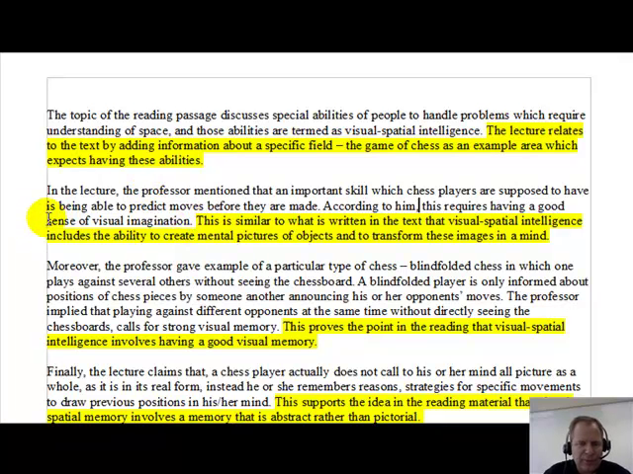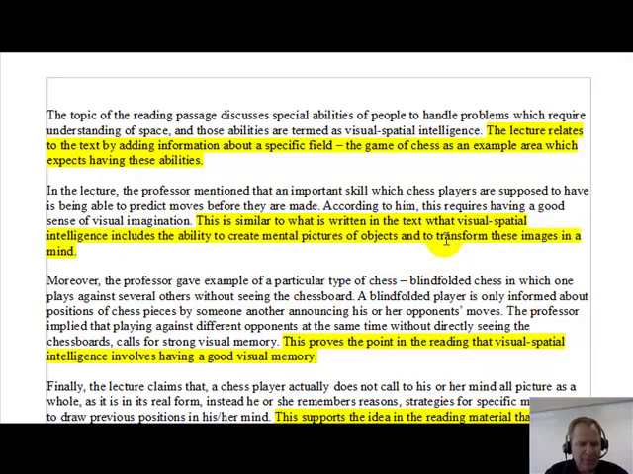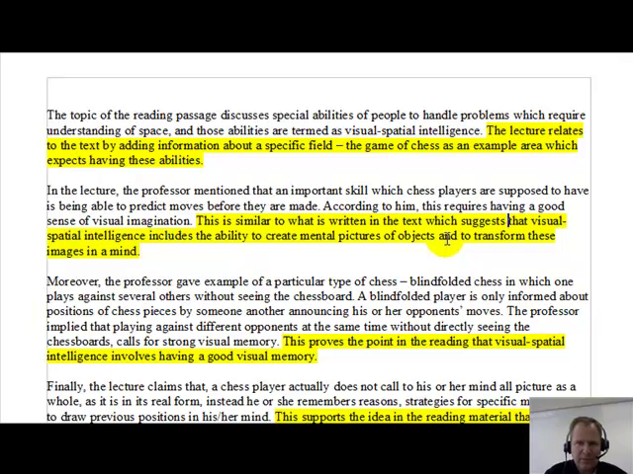And then you say, "this is similar to what is written in the text." I think you might say something like "which suggests" or "that suggests." I mean, you tie it in a little bit better. So: "this is similar to what is written in the text, which suggests that visual-spatial intelligence includes the ability to create mental pictures of objects and to transform these images in the mind."